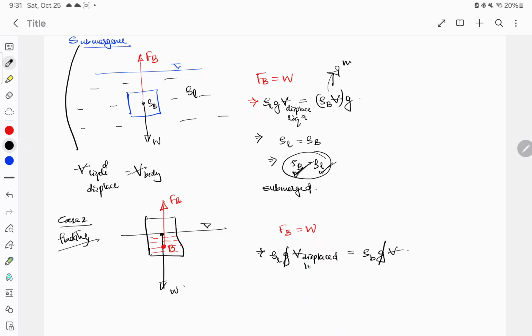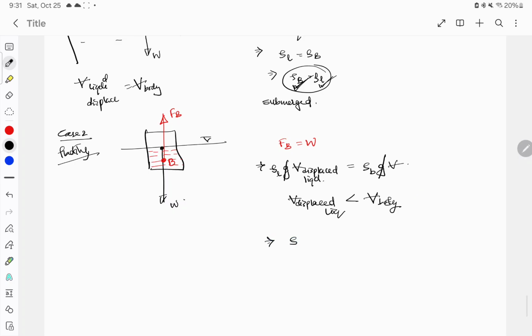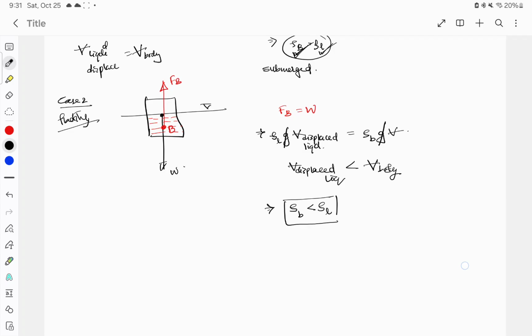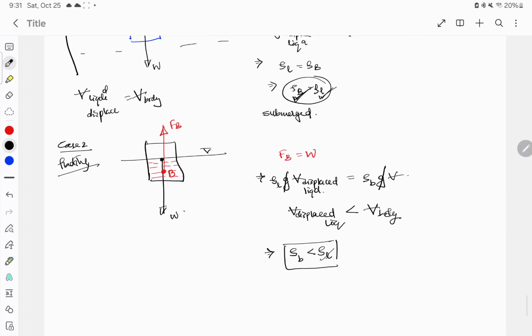Another thing: here the volume of the displaced liquid is less than the volume of the body, right? So from this we conclude that if the liquid density is greater than the density of the body, then it will float.